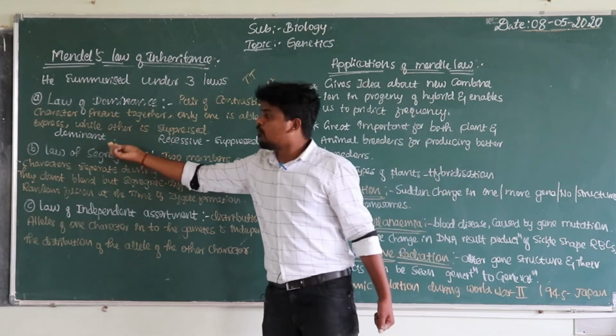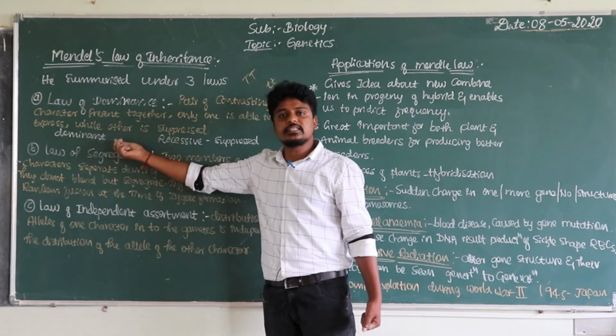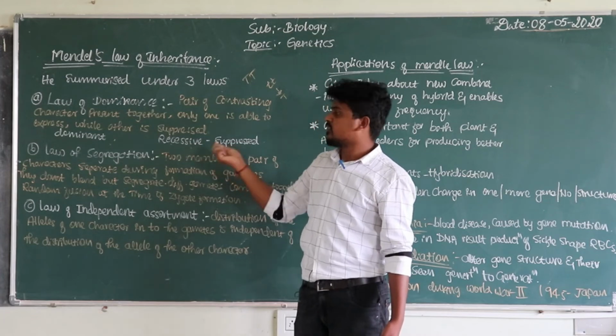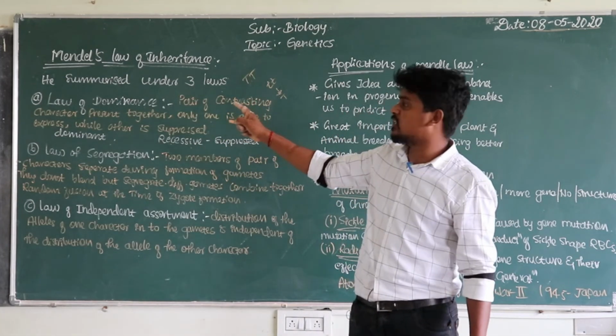That is the dominant gene and the recessive gene. The dominant gene suppresses the characteristics of the recessive gene. Have you understood? So that is the first law of Mendel's inheritance.